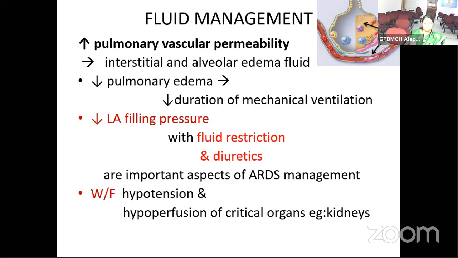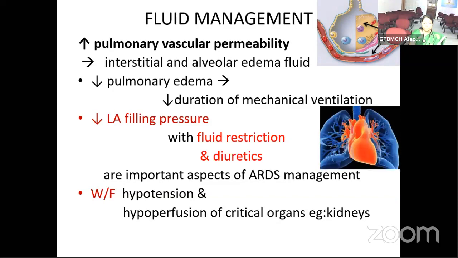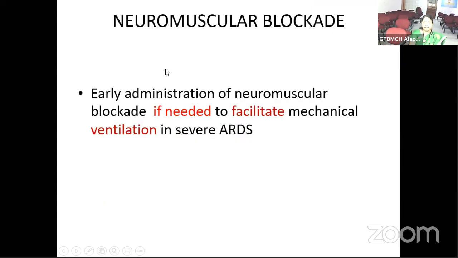Okay, so fluid restriction and diuretics, but you should avoid hypotension, and you should keep in mind that hypoperfusion to critical organs like kidneys can occur. So you have to monitor that also. You have to think about the heart along with the lungs. Then the next treatment modality is neuromuscular blockade. The patient will be restless. So sometimes you have to give a neuromuscular blockade, not always. Early administration of neuromuscular blockade, if needed, to facilitate mechanical ventilation in severe ARDS, not always.